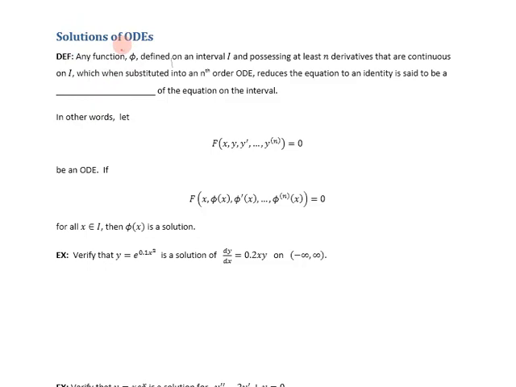So I'm going to talk about solutions in terms of this variable phi. That's the Greek letter, a circle with a vertical line through it. That's what we call phi in a math class. So let's say that's a function. This is like the answer to the problem. We're going to say that that function phi is defined on some interval I, and it possesses at least n derivatives. So we're talking about an nth order differential equation. And those n derivatives are continuous.